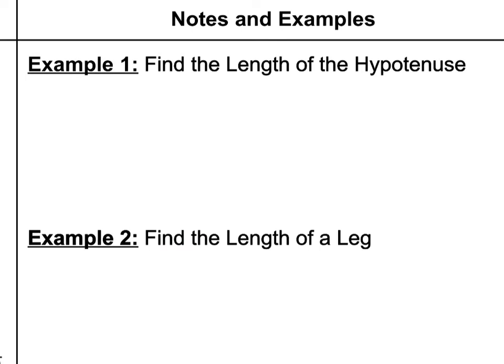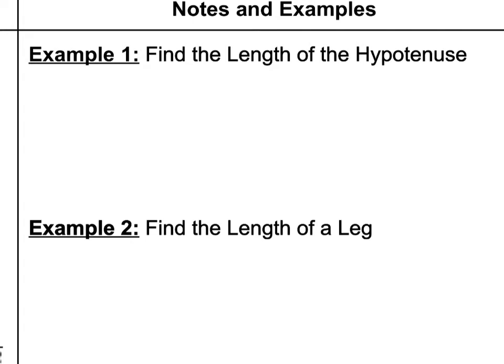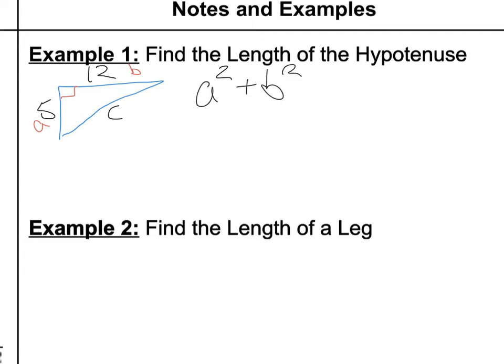Here in example 1, if we take a triangle, and of course it is a right triangle, this leg is 5, this leg is 12. We don't know this one, this is C. We want to figure out the hypotenuse. So you could call 5 A and 12 B. And your formula for the Pythagorean theorem is A squared plus B squared equals C squared.